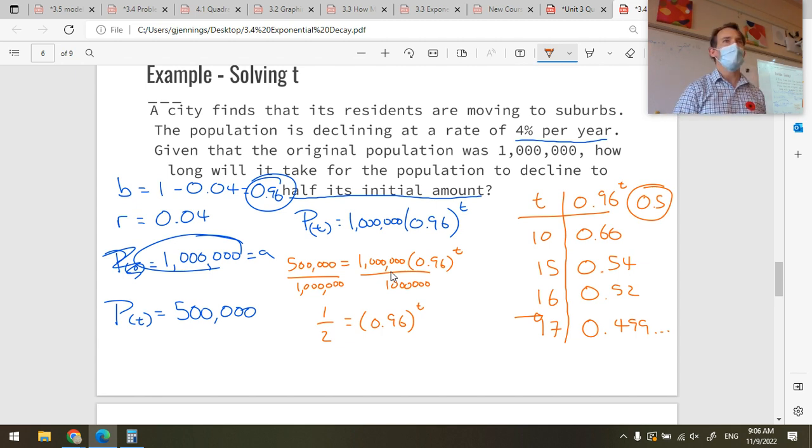Really, really high decimal place. But that's still within that year. If it happened on December 30th of this year, we would still say it happened in 2022. We wouldn't round up to 2023. See what I mean? So it happens within 16 years. So therefore, it will take 16 years and 11 months and some days to do that.